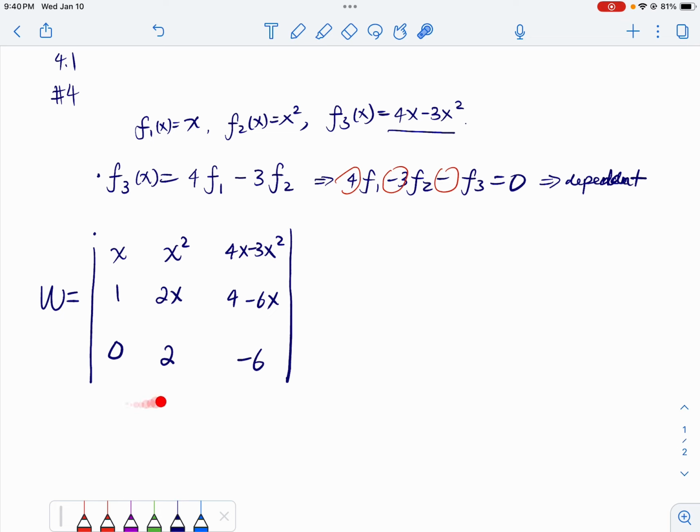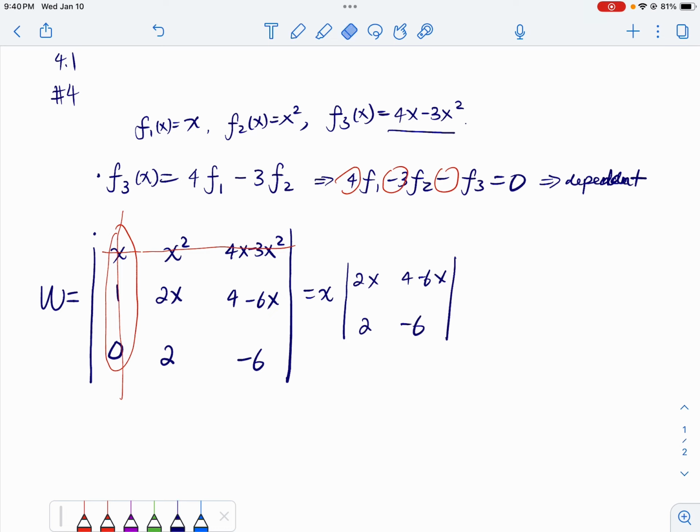Now, to find the determinant of this guy, there are actually different ways to do that. One way is you pick an arbitrary row or column, and then reduce using that row or column. So for instance, let me just pick the first column. It can be written as x times the determinant of, so you cross out the first row, first column, the determinant of 2x, 4 minus 6x, 2 and negative 6, okay?